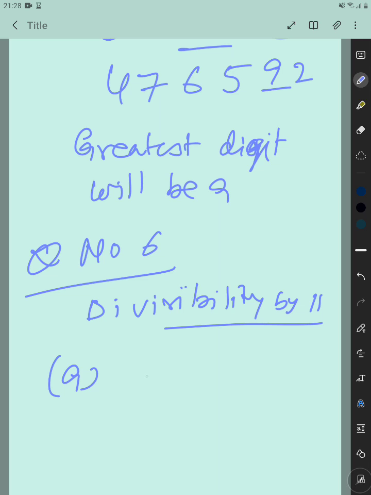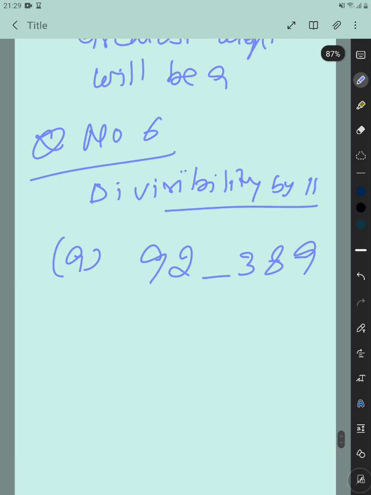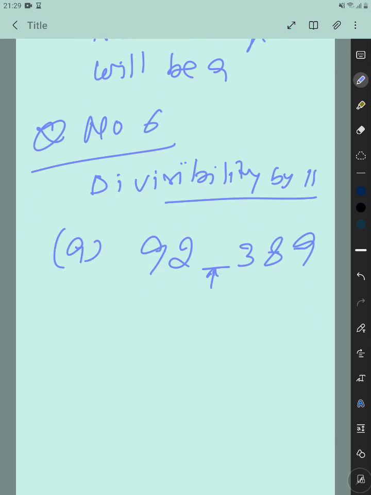The number is 9 2, then a blank space, and then 3 8 9. We need to put a digit at this place in such a way that the difference either comes as 0 or is a multiple of 11. First of all, we start from the right. We first add up the digits at odd places and then at even places. At odd places we have 9 plus 3, which is 12, and then 2 is also at an odd place.